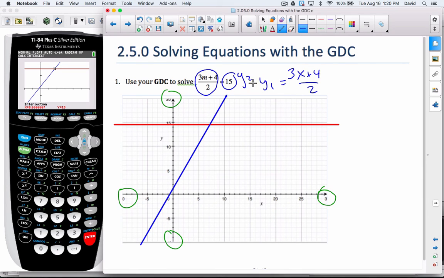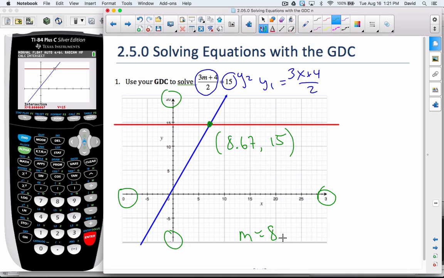And so this point here is 8.67. And this is to 3 significant figures, comma 15. And so m equals 8.67. Here is your solution. And to tidy it up even nicer, I'm going to label this as y equals 15 and label this as y is equal to (3m plus 4) over 2. And there's my graphical solution using my GDC.